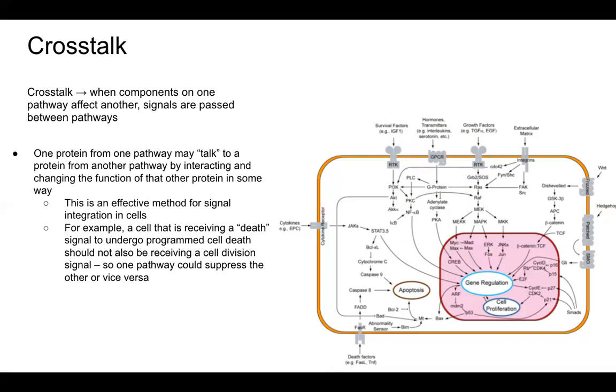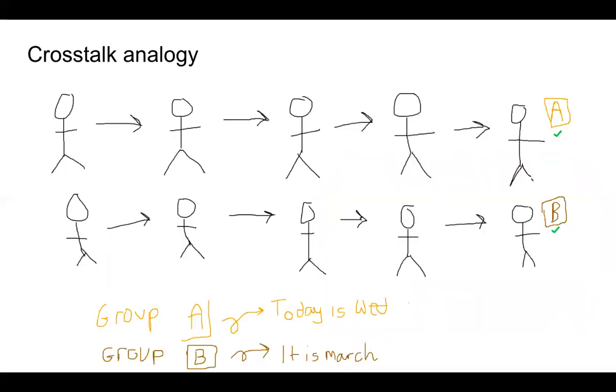An example of this is when a cell receives a cell death signal to undergo programmed cell death. That means the cell survival signal shouldn't be occurring at the same time, because if a cell is going to experience apoptosis, it wouldn't make sense for it to also be getting the signal for survival. That's how pathways interact with each other. So maybe the cell death pathway could suppress the survival signaling. And so, yeah, that's crosstalk.